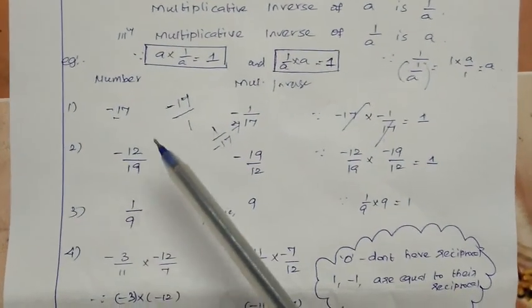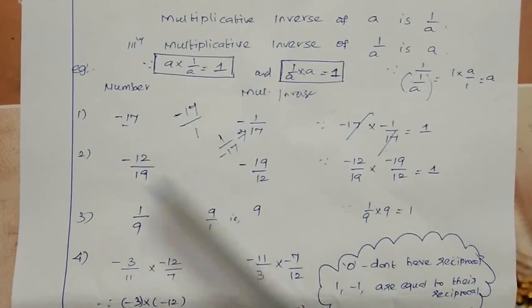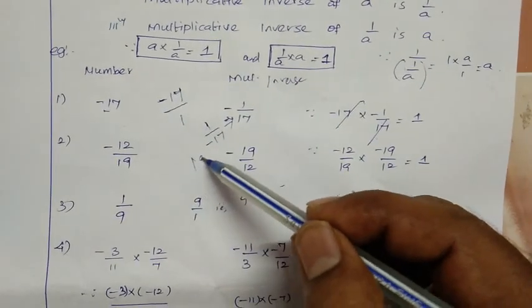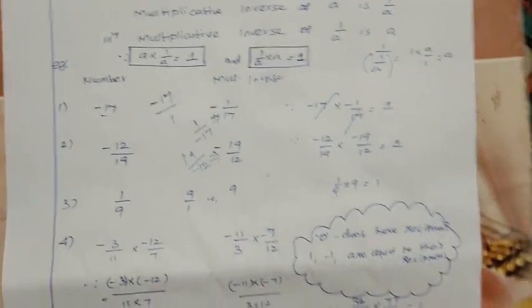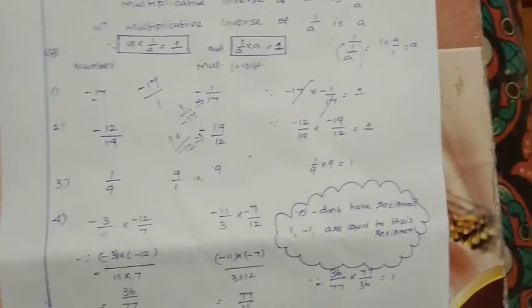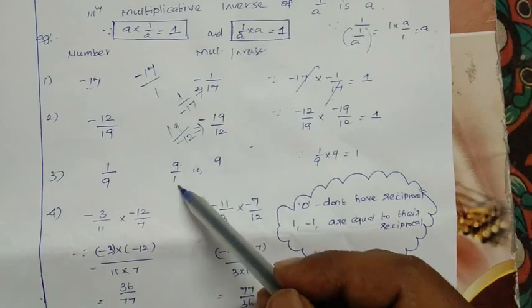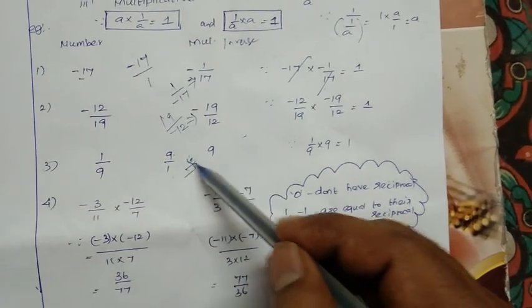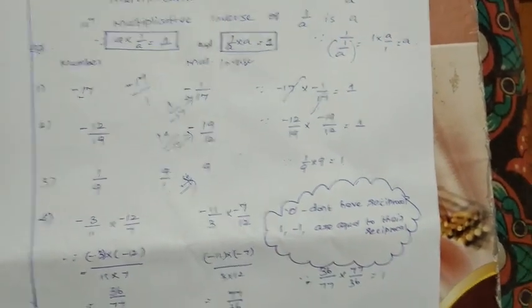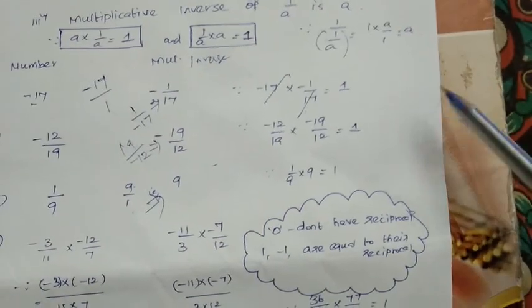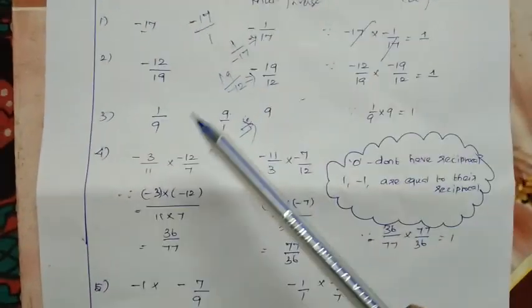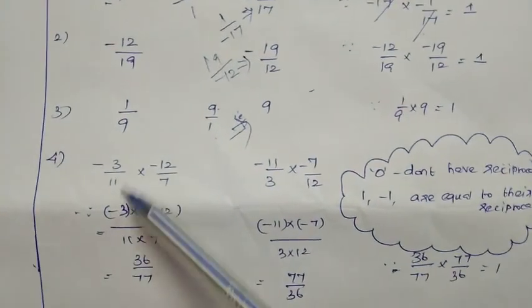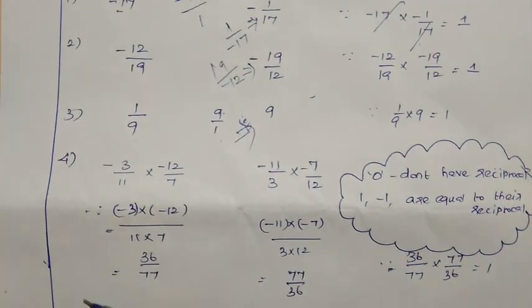Similarly, minus 12 by 19 we can write as 19 divided by minus 12, and the standard form is minus 19 by 12. Similarly, 1 by 9 we can write as 9 by 1, and the standard form is 9. No need to write 9 by 1, because the product is 1. Next problem: minus 3 by 11 into minus 12 by 7.